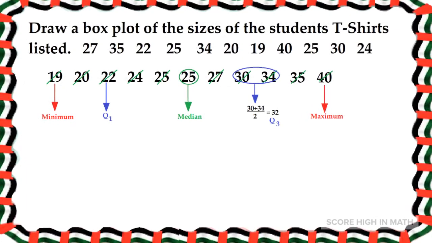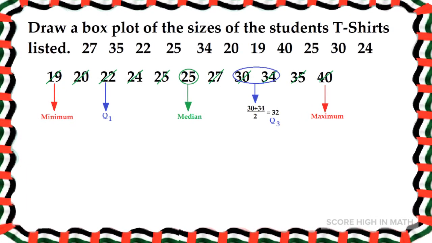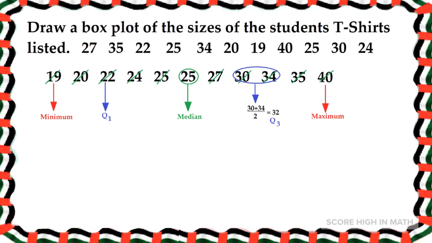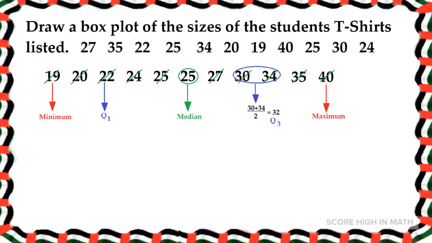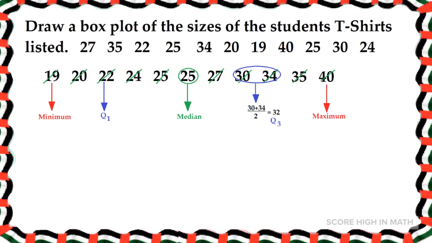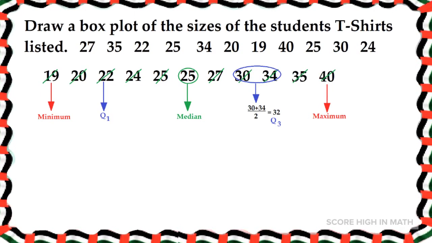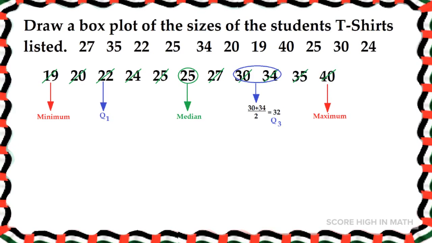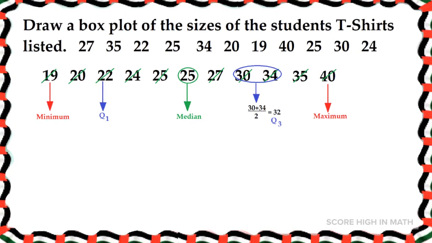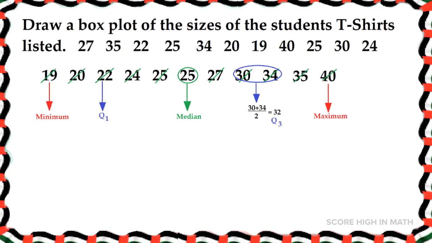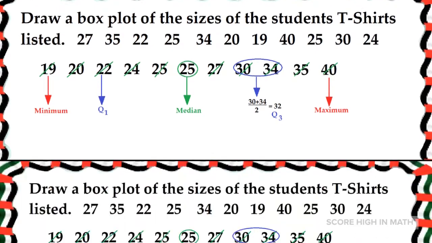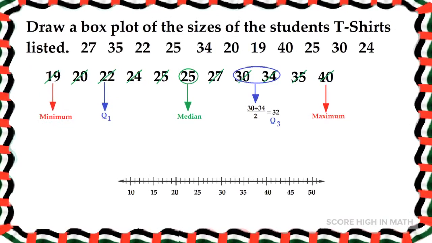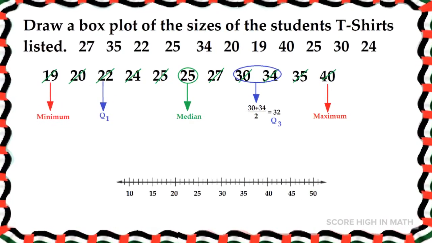Then we can find out the first quartile if we are going to locate the middle number from the minimum to the median, and the third quartile from the median to the maximum. If there are two numbers in the middle, we are going to add them and divide by 2. And it will be the quartile, like what is shown in the third quartile here. Next, we can draw the number line so that we can locate the box plot.